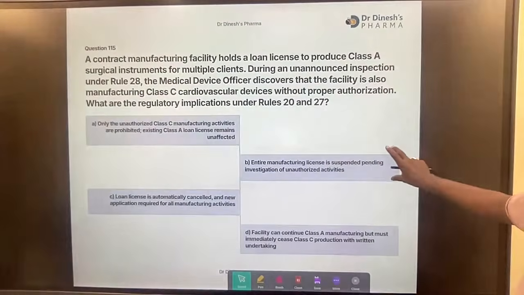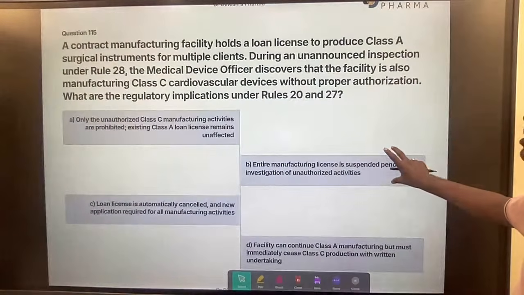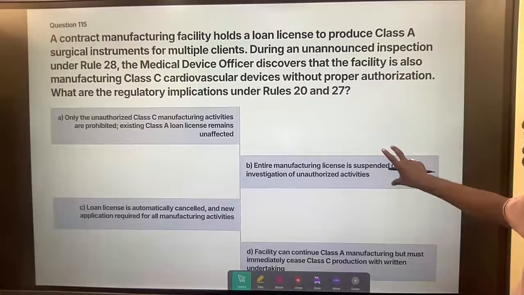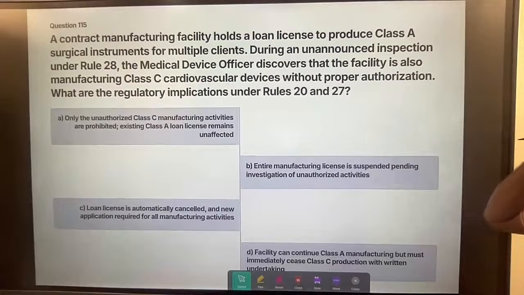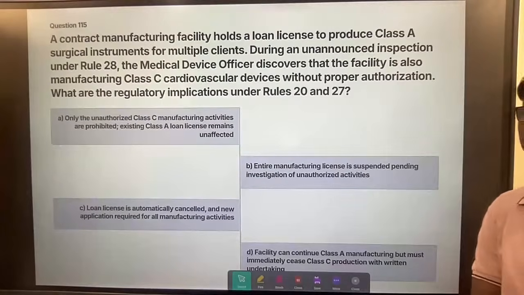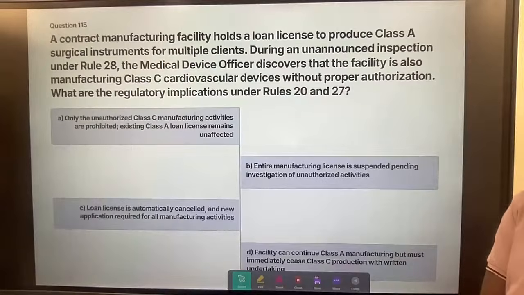Again, a contract manufacturing facility holds a loan license to produce class A surgical instruments for multiple clients. During an announced inspection under rule 28, the drug inspector discovers that the facility is also manufacturing class C, that is cardiovascular devices, without proper authorization. What are the regulatory compliances under rule 20 and 27? What will you do if they are manufacturing cardiovascular devices with just A and B licenses?